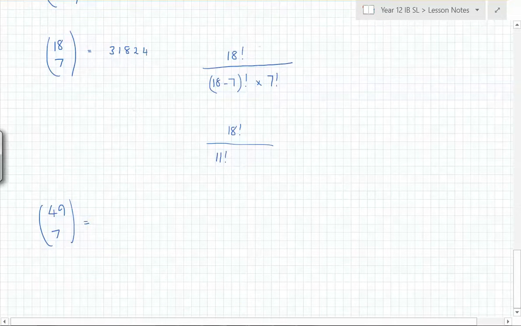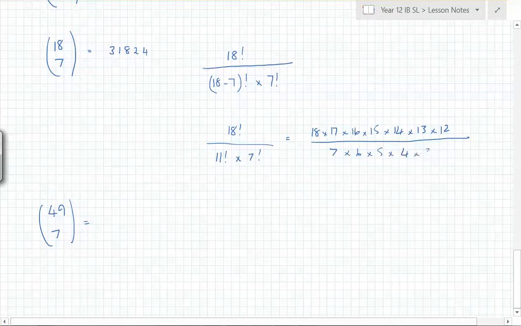So we're looking at doing this with the calculator. So I've got 11 factorial times 7 factorial. I've done that. Also, what you will need to do if you've got no calculator, you're going to have to simplify as much as possible. So for instance, I know the 11 factorial disappears. So I've got 18, 17, 16, 15, 14, 13, 12, all over 7 times 6 times 5 times 4 times 3 times 2 times 1. Is there any further simplification that can be done?